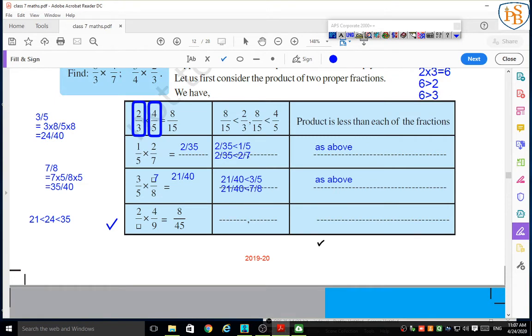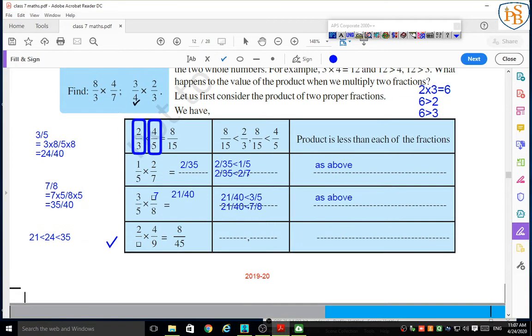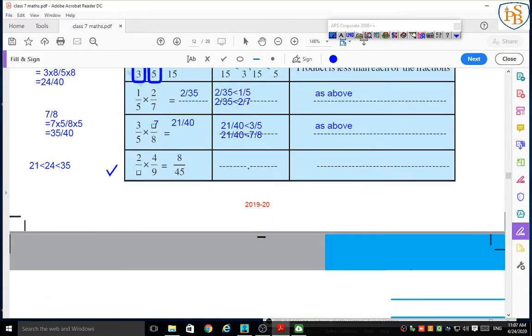But you can see, just one point remains: all these are proper fractions. Look at here carefully, in each fraction the denominator is greater than the numerator. So these are proper fractions, and when we find the product of proper fractions, its product is always less than each of the fractions. But what about improper fractions?